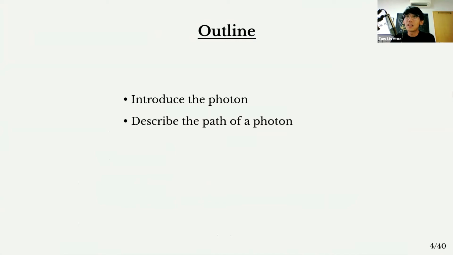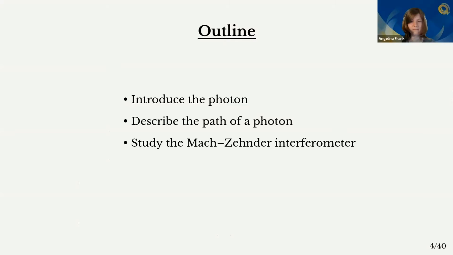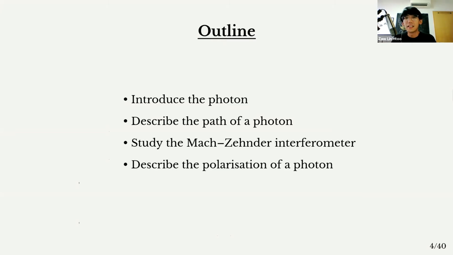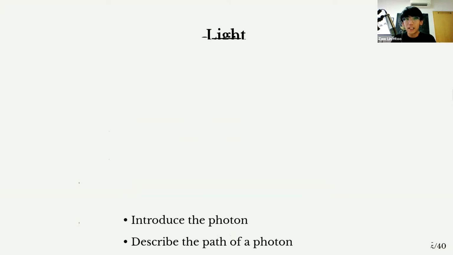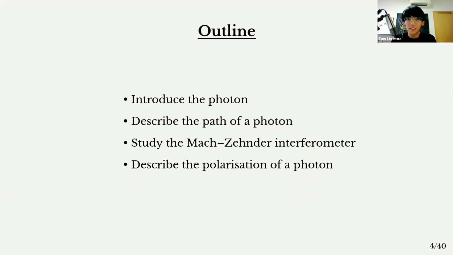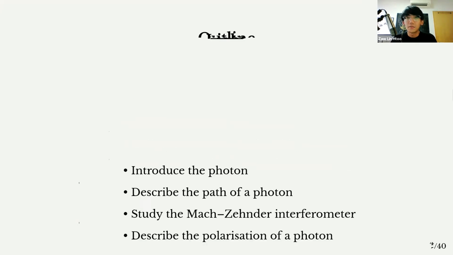The outline of the lecture today is that I'm going to start by introducing the photon. And we're going to see how we can describe the path of a photon. How can we describe that the photon is here and the photon is there, for example? And then we're going to study a specific instrument called the Mach-Zehnder interferometer and describe also the polarization of a photon. And I think that's about the outline for today.